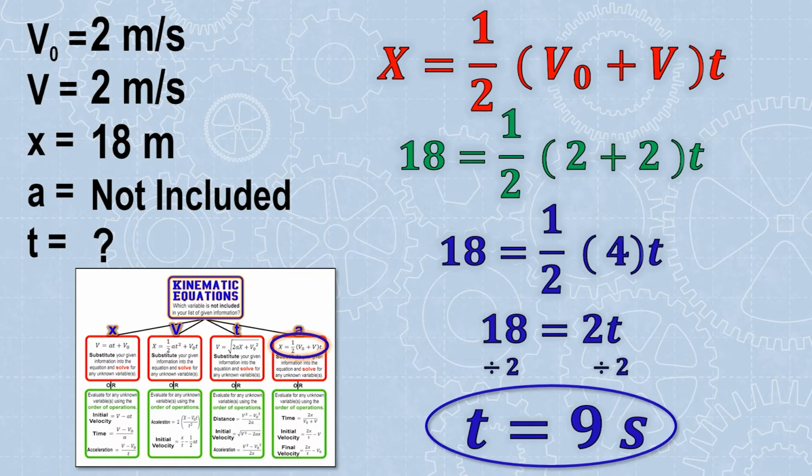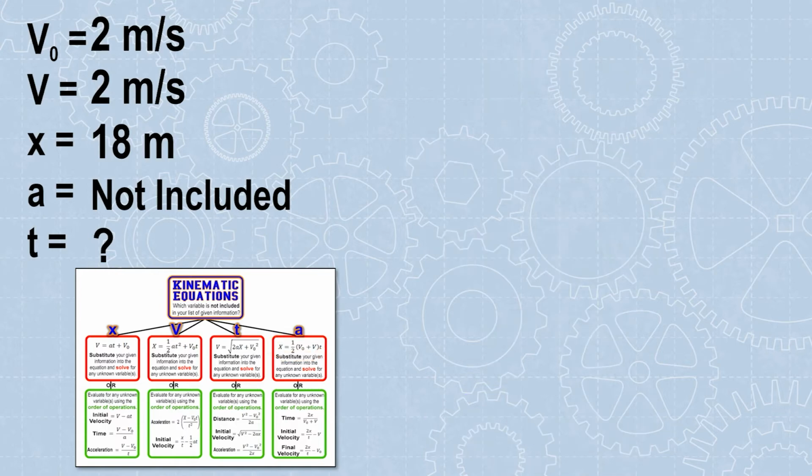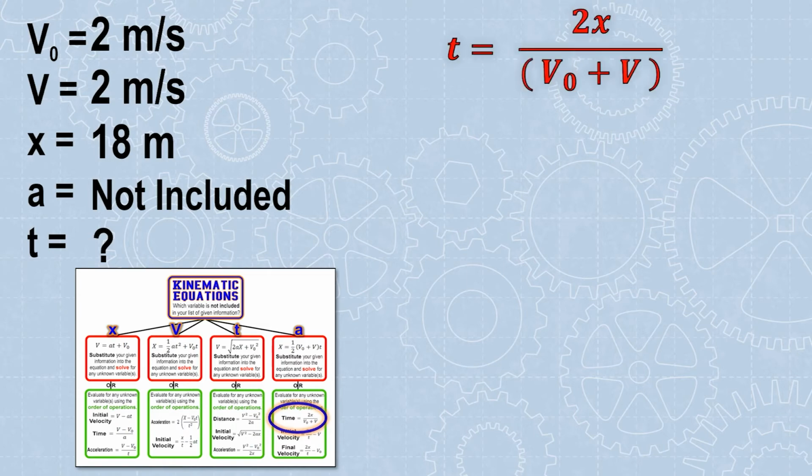There's another way to solve this problem. Acceleration is still not included. However, instead of using the original equation and then solving for time, I can use an equation that already has time by itself. So I start over. My givens are listed. Here's my general equation. But when I substitute in, my variable is already by itself.